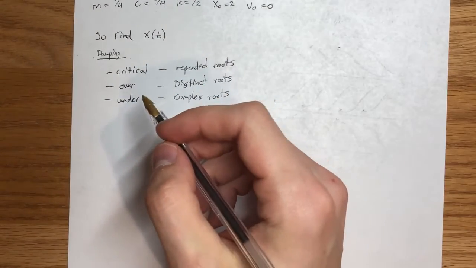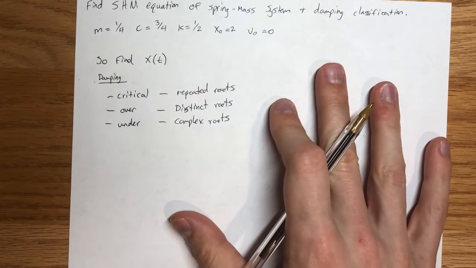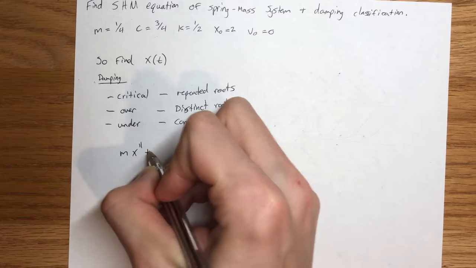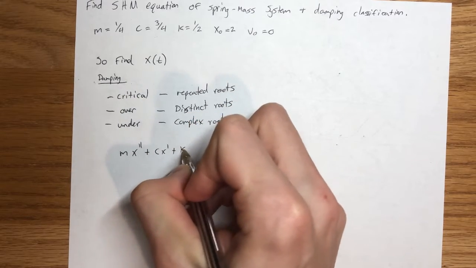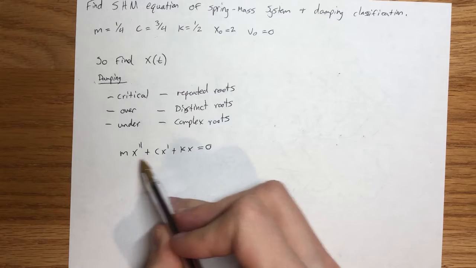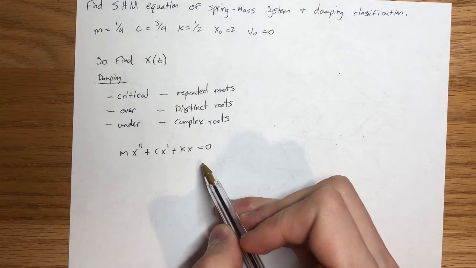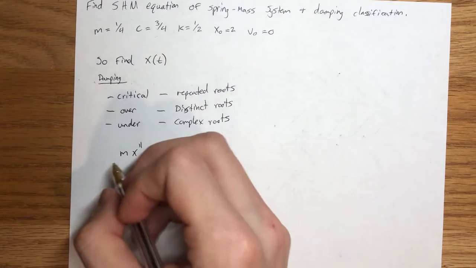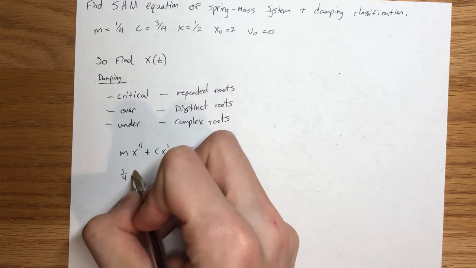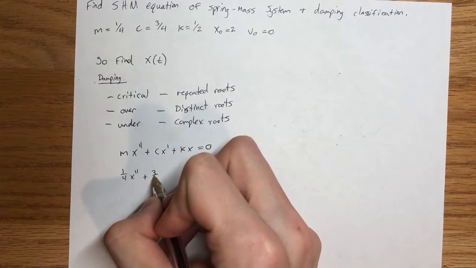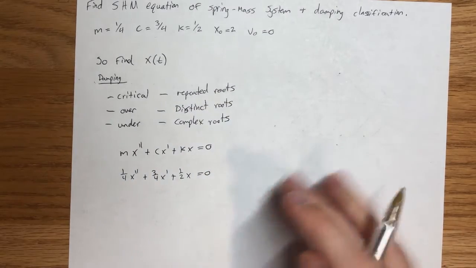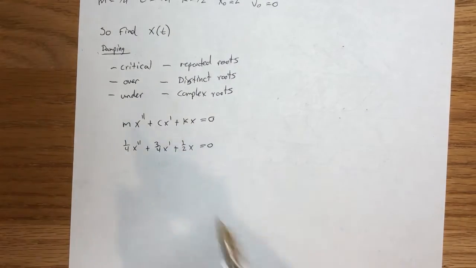So the first step is we need to find an equation to work with, and to do that we will always have this basic equation: mx double prime plus cx prime plus kx is equal to 0. This will be our generic spring equation every time. The next step is we plug in all our values. So we have 1/4 x double prime plus 3/4 x prime plus 1/2 x is equal to 0.